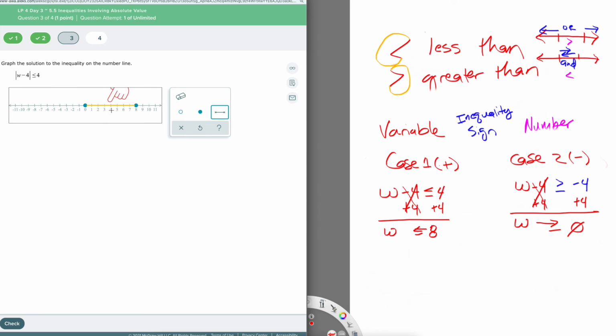That's my midpoint. And we're saying 4 units, it's within 4 units. That's what less than 4 means. So anything from 0 to 8 is within 4 units of 4. So it's no more than those 4 units. All right, check. Continue.